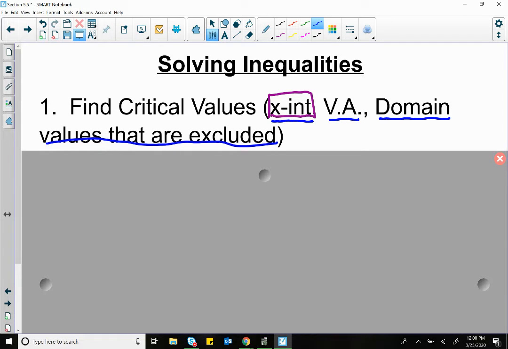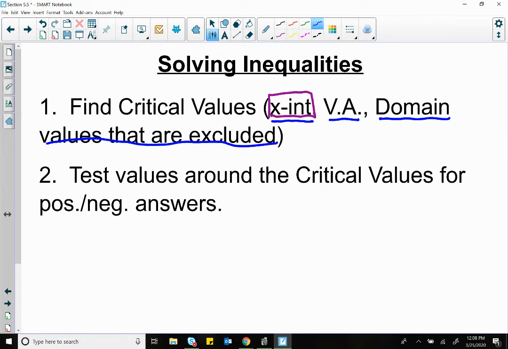If you have a question about holes, email me, call me, text me. We can talk about that at our leisure, okay? But for our assignment, there should be no holes. Hint, hint. Okay. So once we have that, remember that we set up test values around it, and we are just looking for the positive and negative answers. And from there, we know what our intervals are doing, just like what we did with the quadratic intervals.